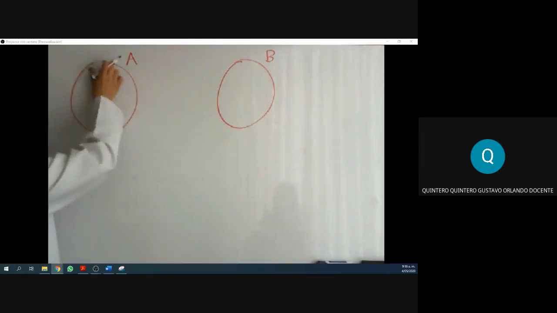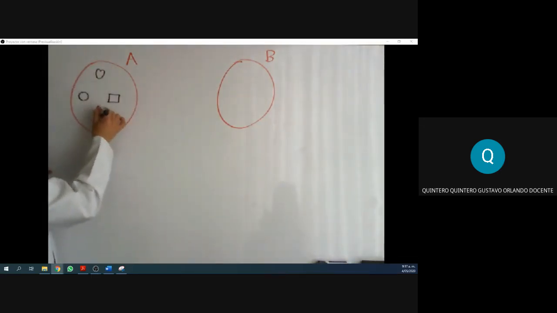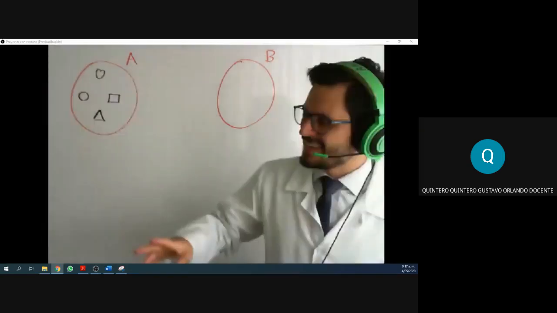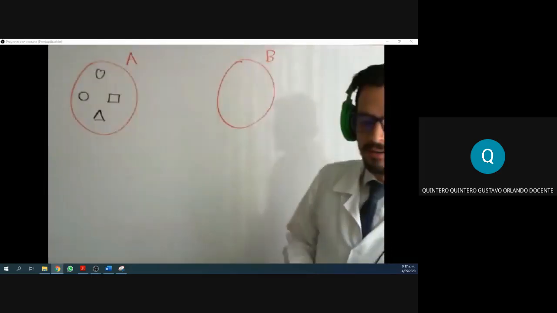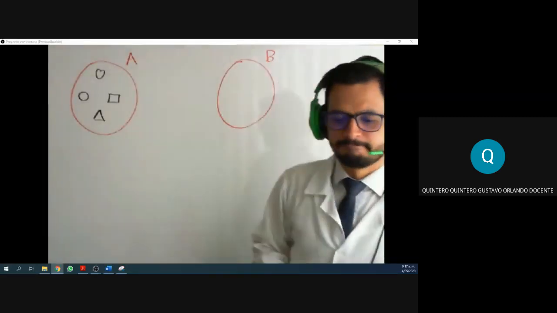Now, I could also draw things inside of the circle. Inside of the circle will be things that I say are going to belong to the set A. So my little heart here, a little ball, maybe a square, and a little triangle. Right? So far, my set A has 4 elements. Heart, circle, square, triangle. All right.